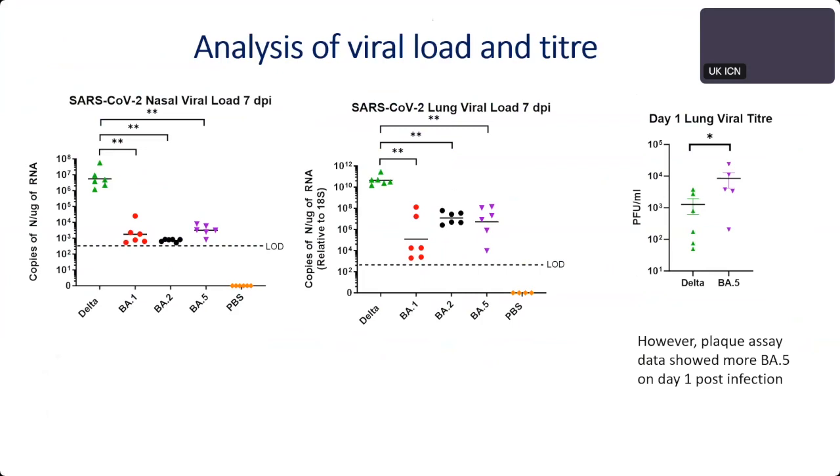Interestingly, when we did plaque assay from day 1 post-infection lung lobes, you can see BA.5 has more viral load compared to Delta. So maybe Omicron replicates early post-infection, and after that it is cleared from the system. That's why you can see more virus load on day 1.